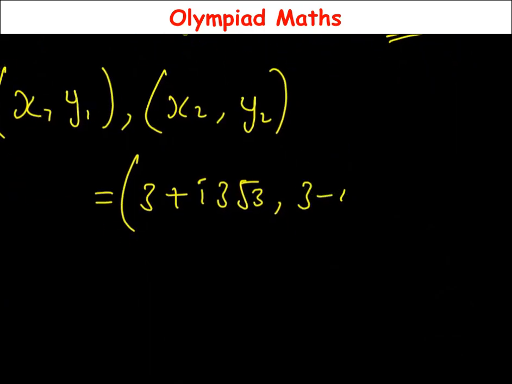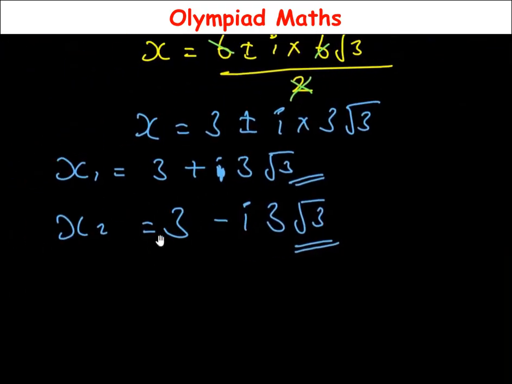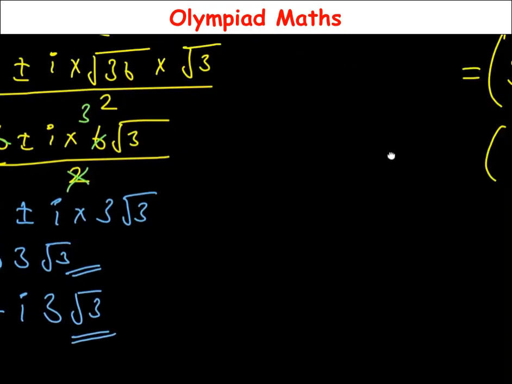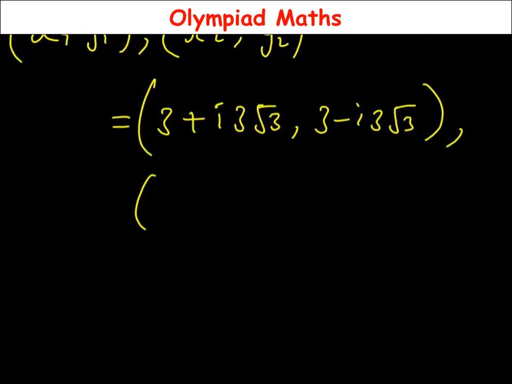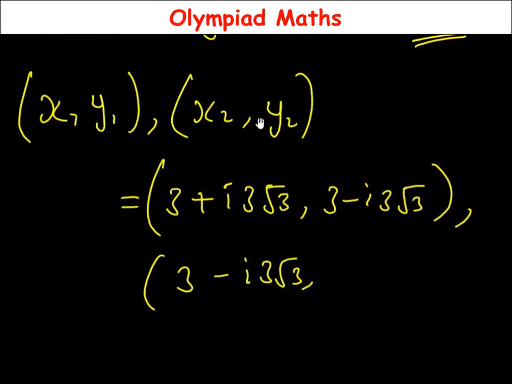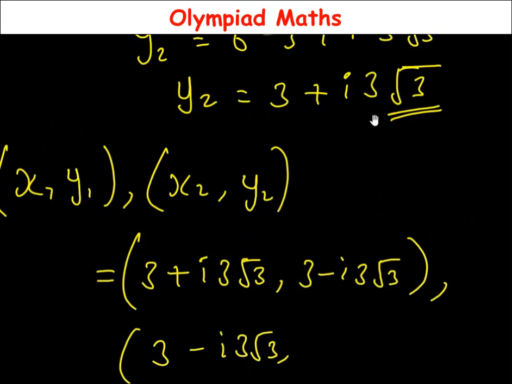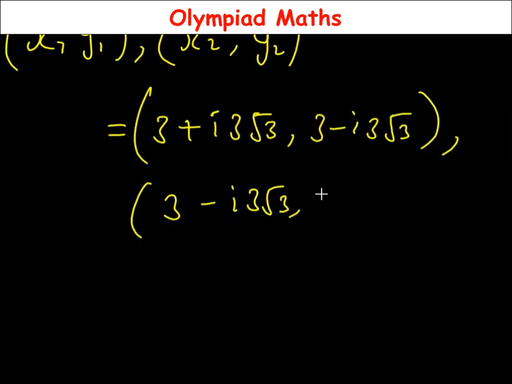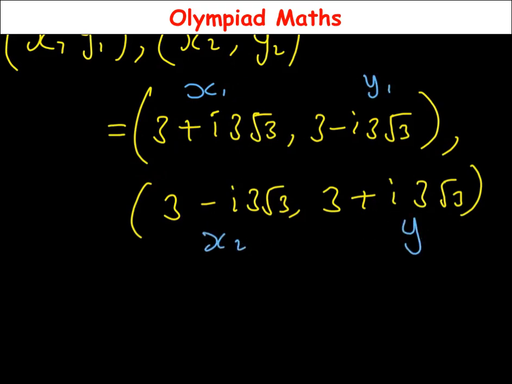Comma, the value of x2 that we got, x2 is equal to 3 minus i times 3 root 3. And the value of y2 that we got, y2 is 3 plus i times 3 root 3. And this is how you can write down your solution. So this is x1, this is y1, this is x2, and this is y2.